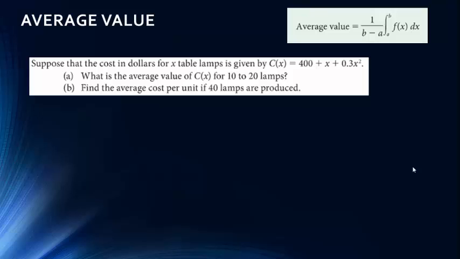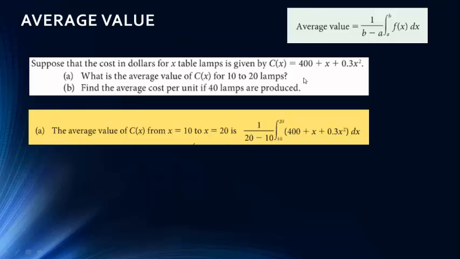So notice what we're asking in A is to find the average value of the cost over an interval from 10 to 20. So this is our formula, the average value of the function, the average value of cost, okay, which is not the same as the average cost per unit. Okay, so A is pretty simple.